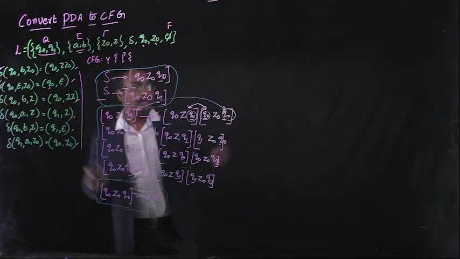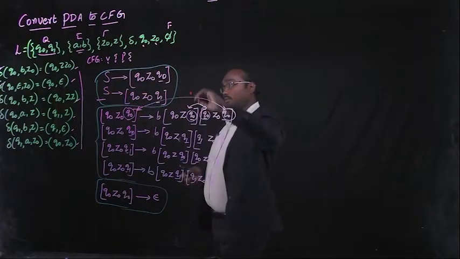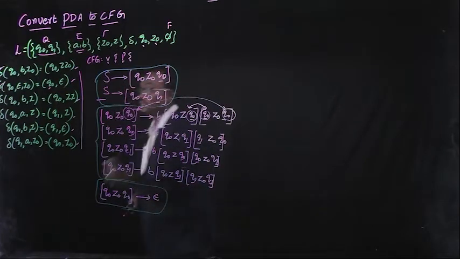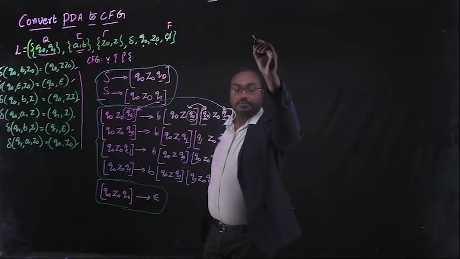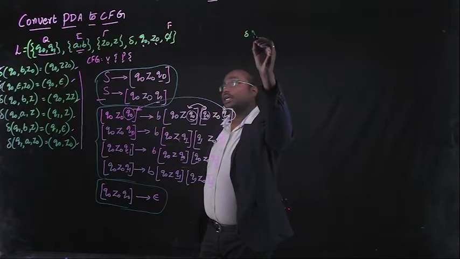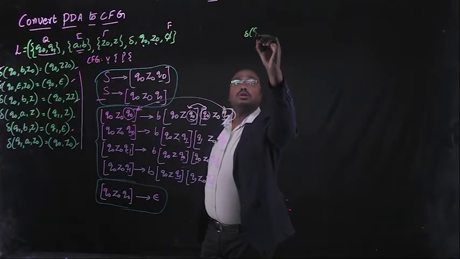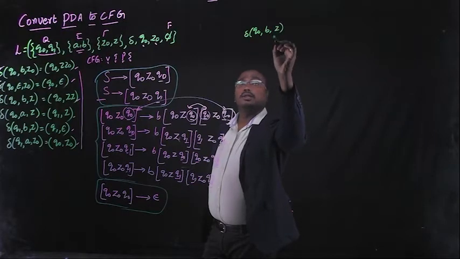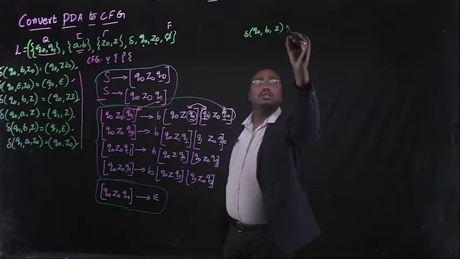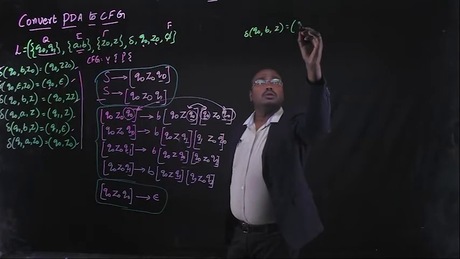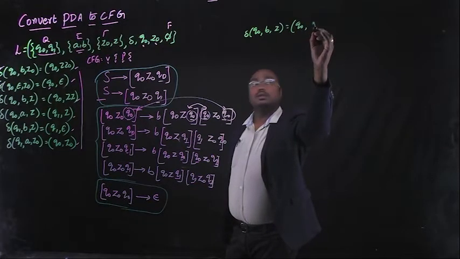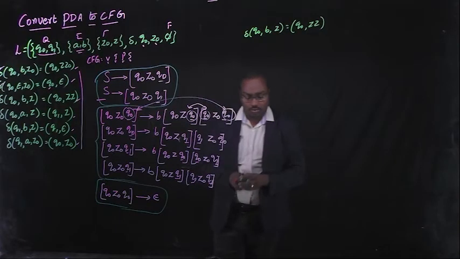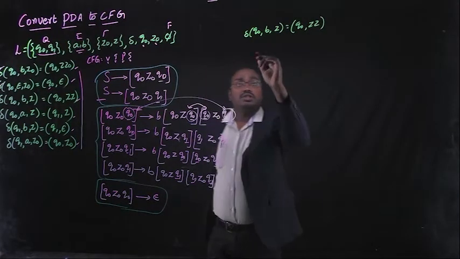So here I can write this transition function, delta Q naught B Z is equal to Q naught comma, I'm pushing the elements onto the stack. Then how to write the transition production rules?